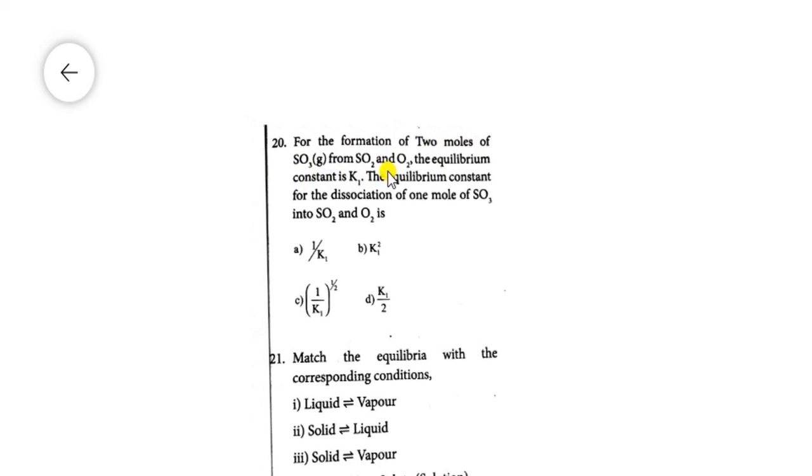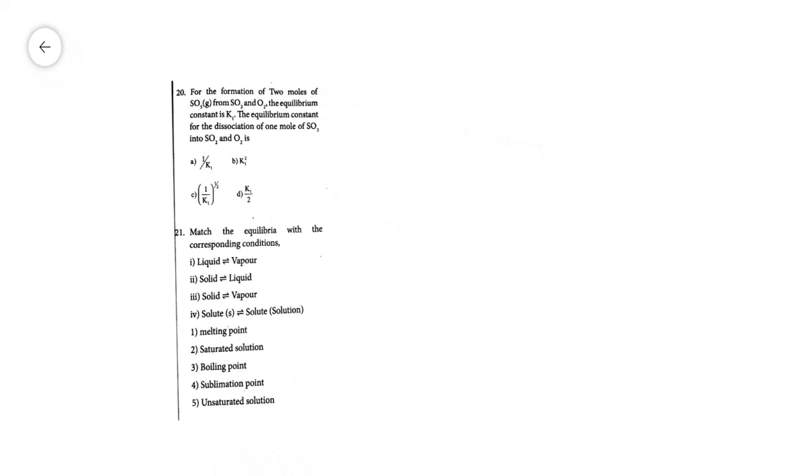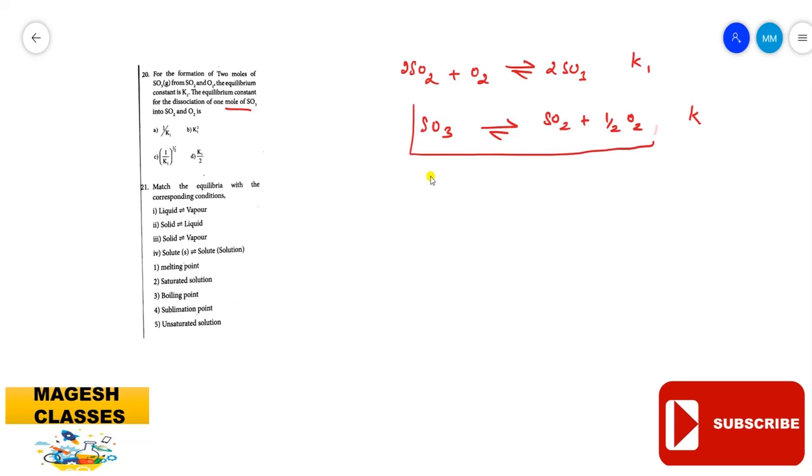Question 20. For the formation of 2 moles of SO3 gas from SO2 and O2, the equilibrium constant is K1. In this problem, the formation of 2 moles of SO3 is given, with equilibrium constant K1. To find the dissociation of 1 mole of SO3 into sulfur dioxide and oxygen, you have to find this K value. So this is the required equation. To find it, take this as equation 1, and this equation is inverted.